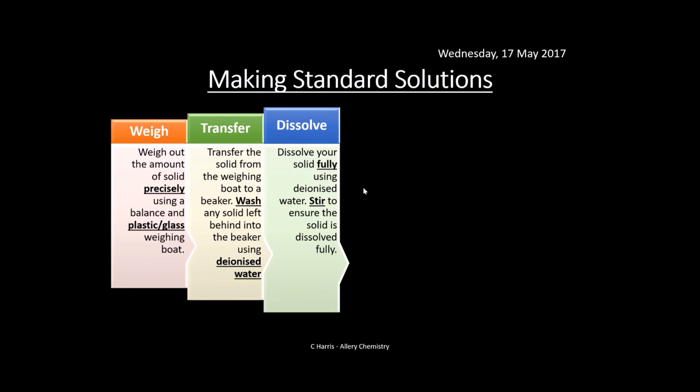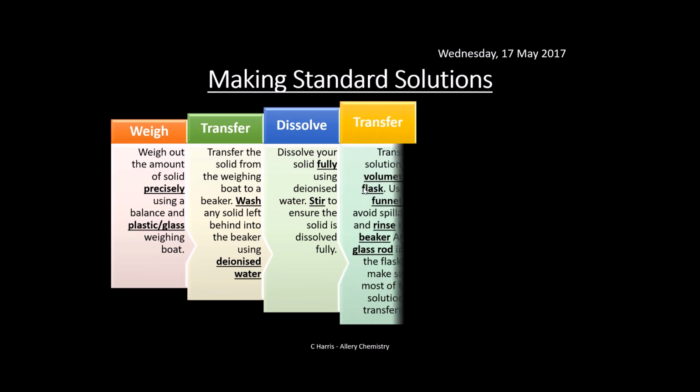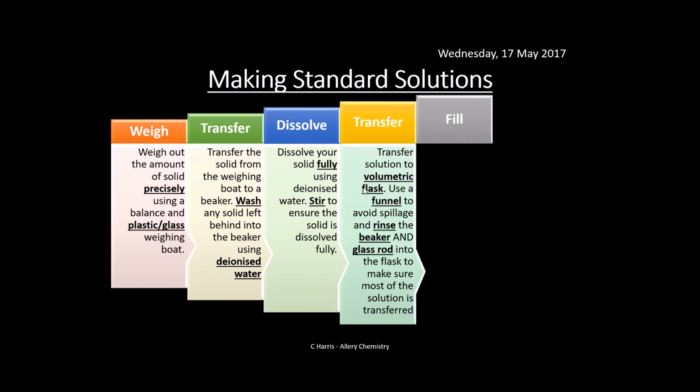Then we dissolve. So it's in our beaker, and we dissolve it fully using deionized water, which removes any impurities. Stir it to make sure the solid is fully dissolved into the solution. Then we need to transfer it into our volumetric flask, that really tall flask that we'd seen before. We're going to use a funnel to avoid any spillage, and rinse the beaker and the glass rod. The glass rod might have some of your substance on there, and obviously the beaker will as well. Again, you're trying to get as much of that solid in there. You want to transfer most of it in.